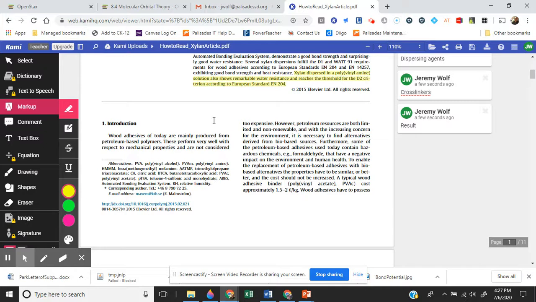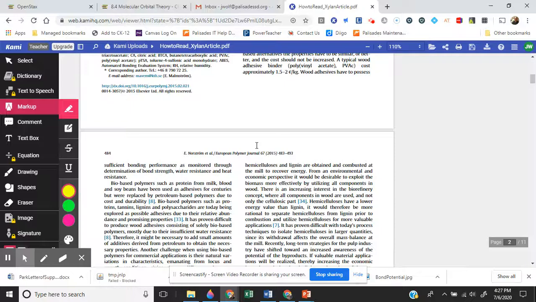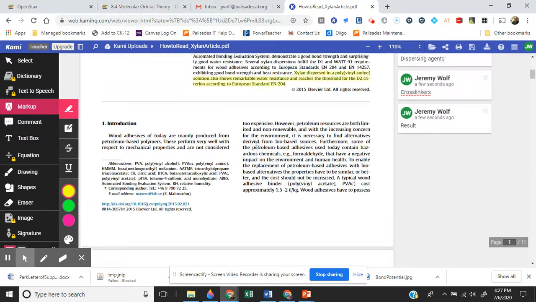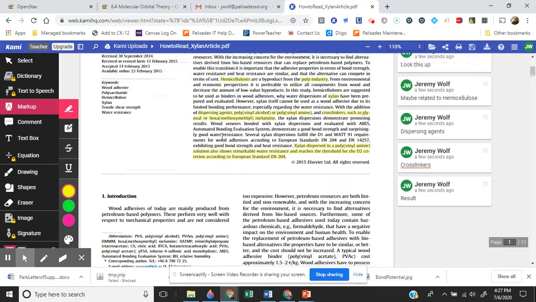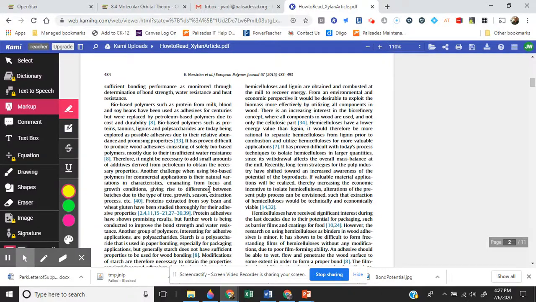So I'm going to look into the second paragraph and why it's significant to the research. So the second paragraph: bio-based polymers such as protein from milk, blood, and soybeans have been used for adhesives for centuries, but were replaced by petroleum-based polymers due to cost and durability.